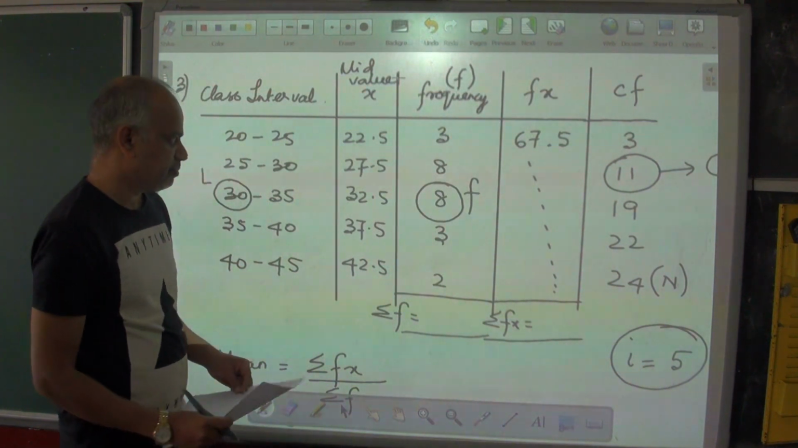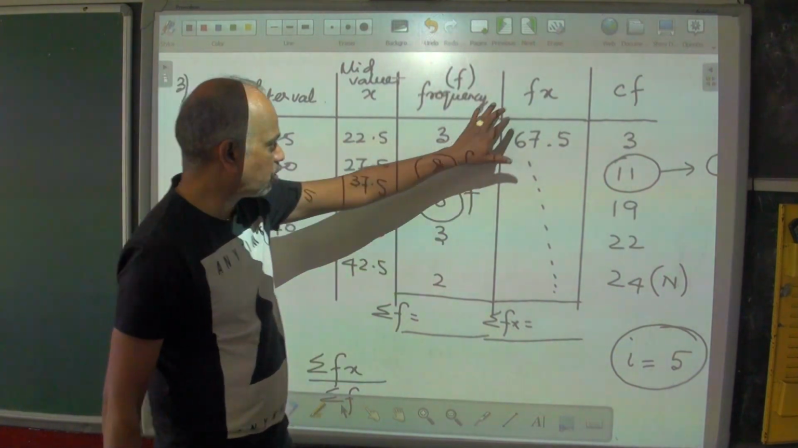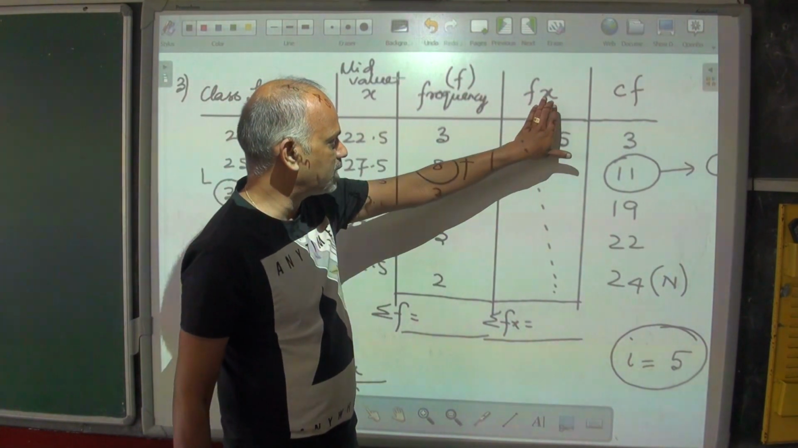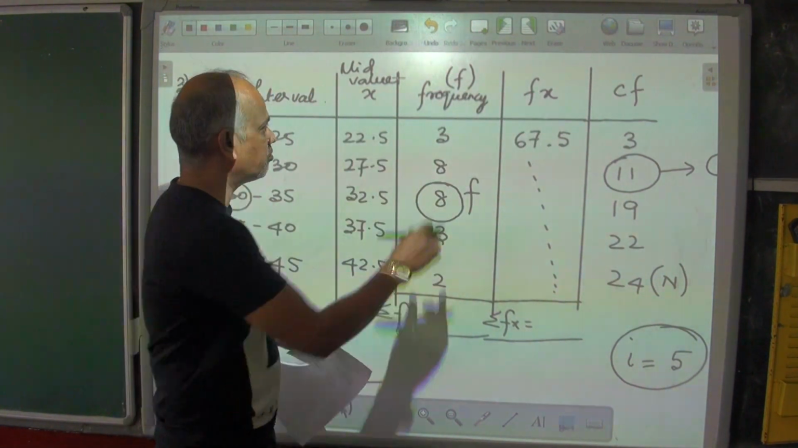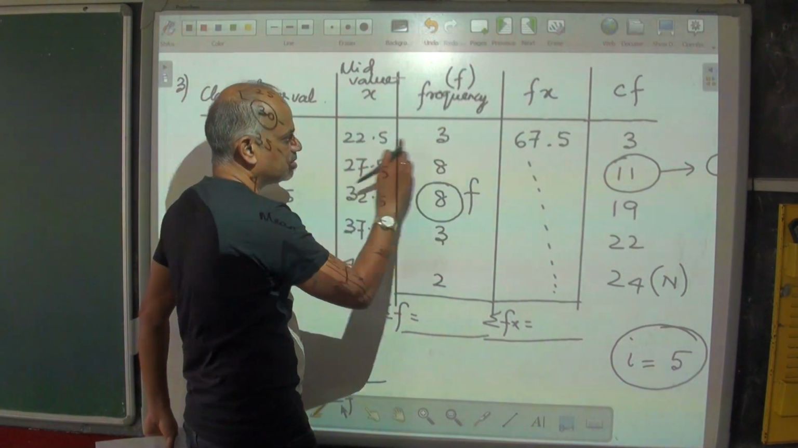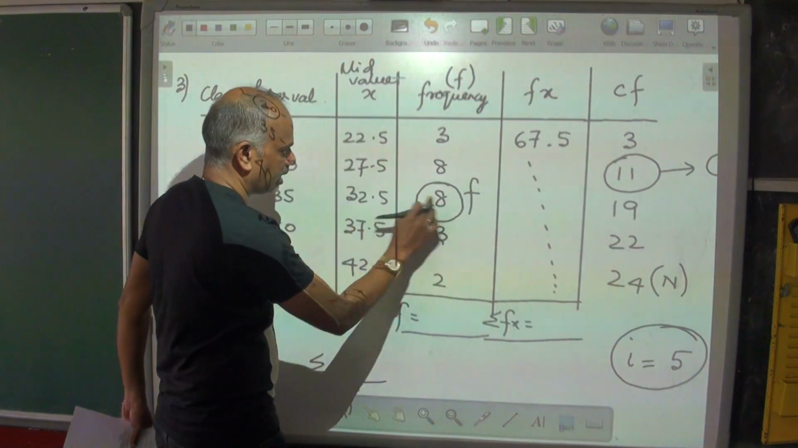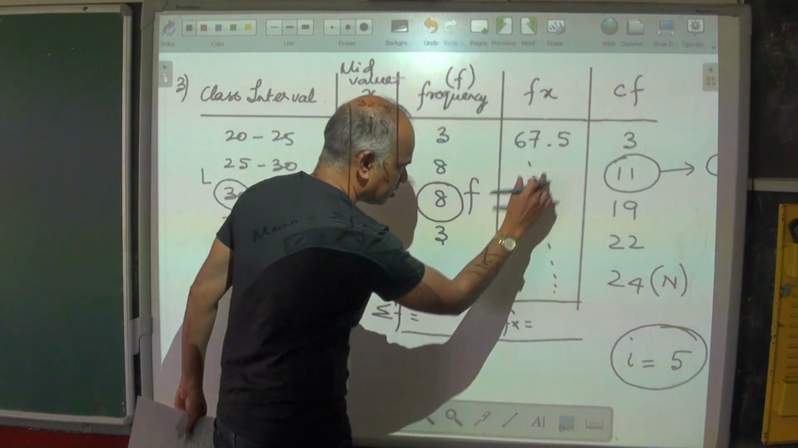Okay. You need to find fx. So our next column is frequency multiplied with x value. Frequency is here, x value is here, multiply each of them. This into this is 67.5, multiply this with this, you will get something like that, you will multiply all these.